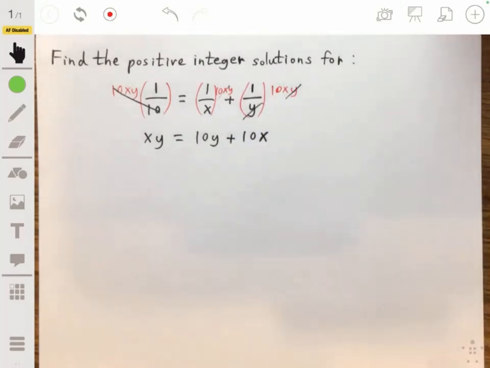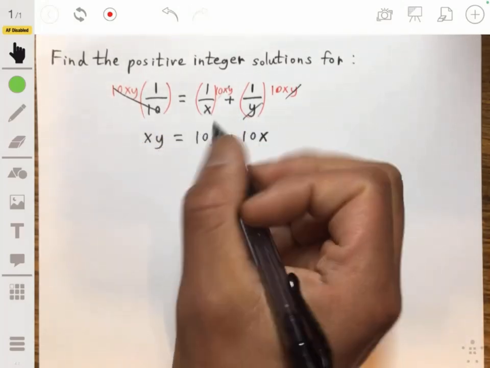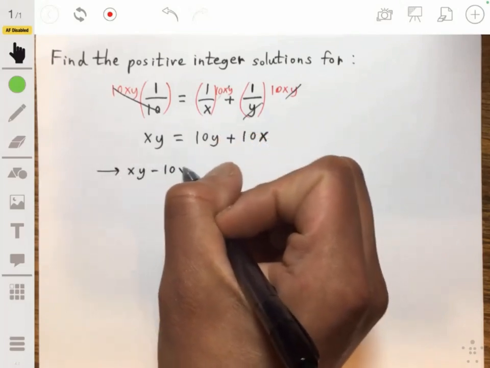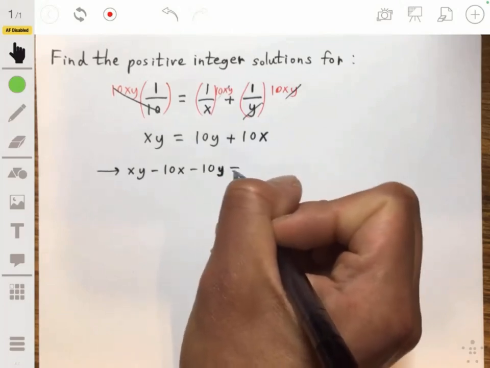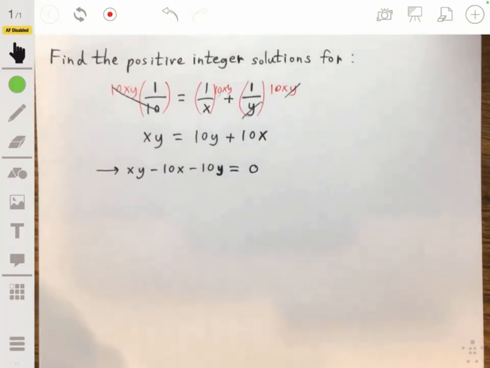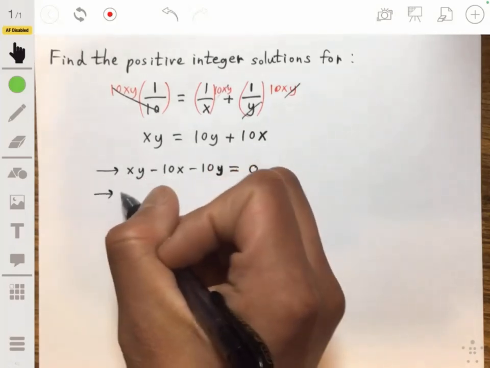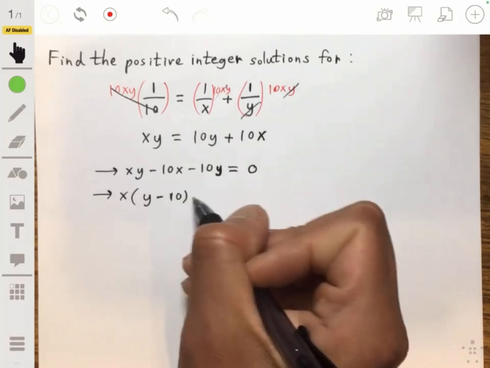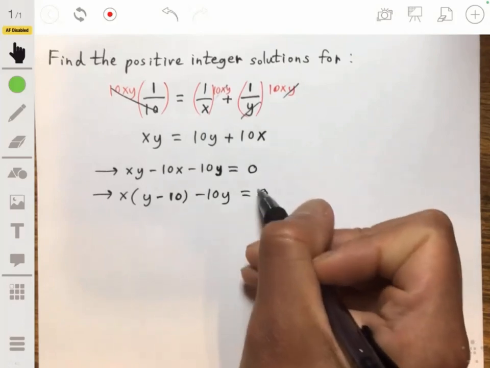Now let's bring everything to the left. So we subtract 10x and 10y, so we get xy minus 10x minus 10y is equal to 0. And then let's factor out an x here. We'll get x times y minus 10, minus 10y equals 0.